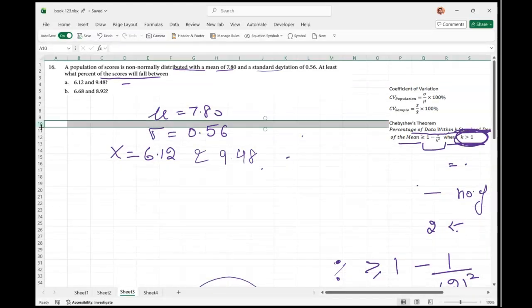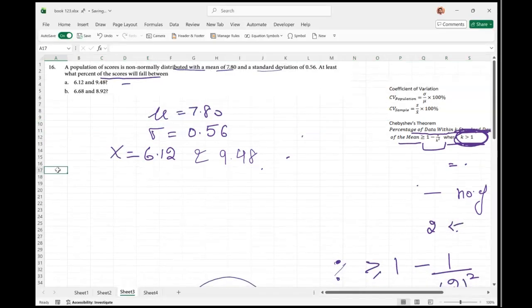Just one thing I want to tell you: these questions which I'm doing with the writing pen, I highly recommend you rather do it by typing. For example, the mean, you will write it here, 7.80, and then sigma, meaning standard deviation, is equal to 0.56. If you want, you can add the notation of sigma also. It will be under the home page.